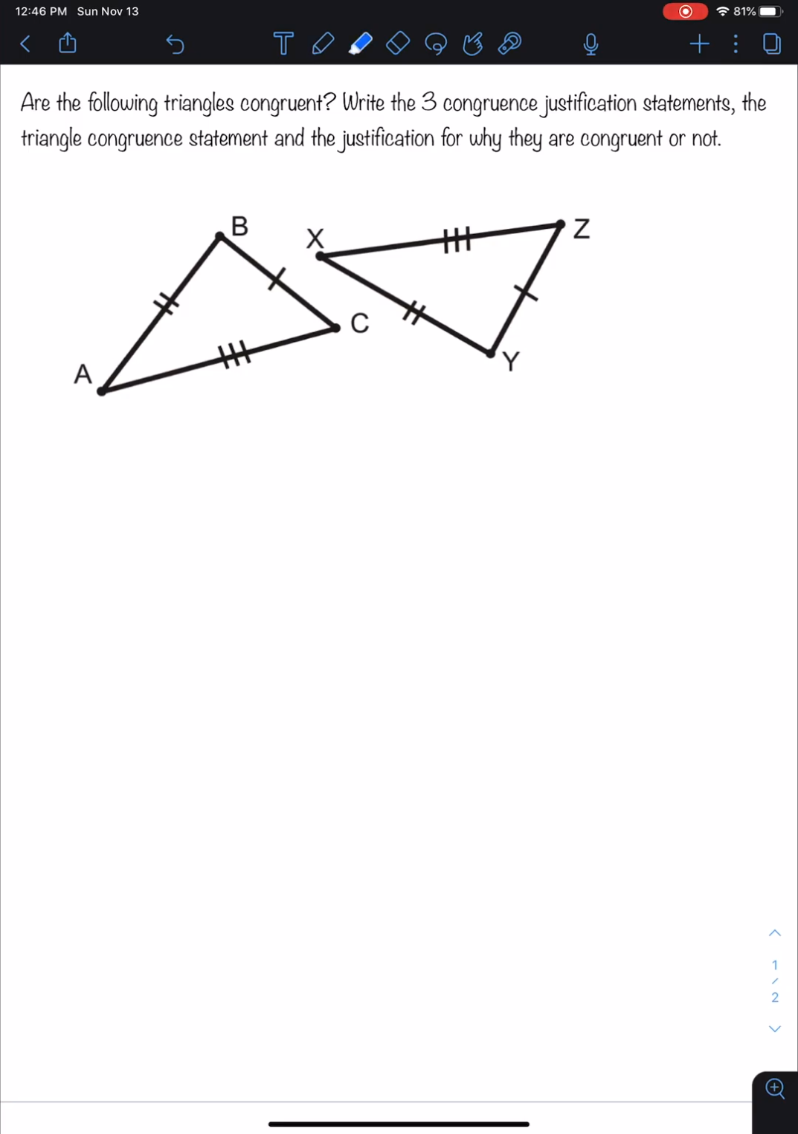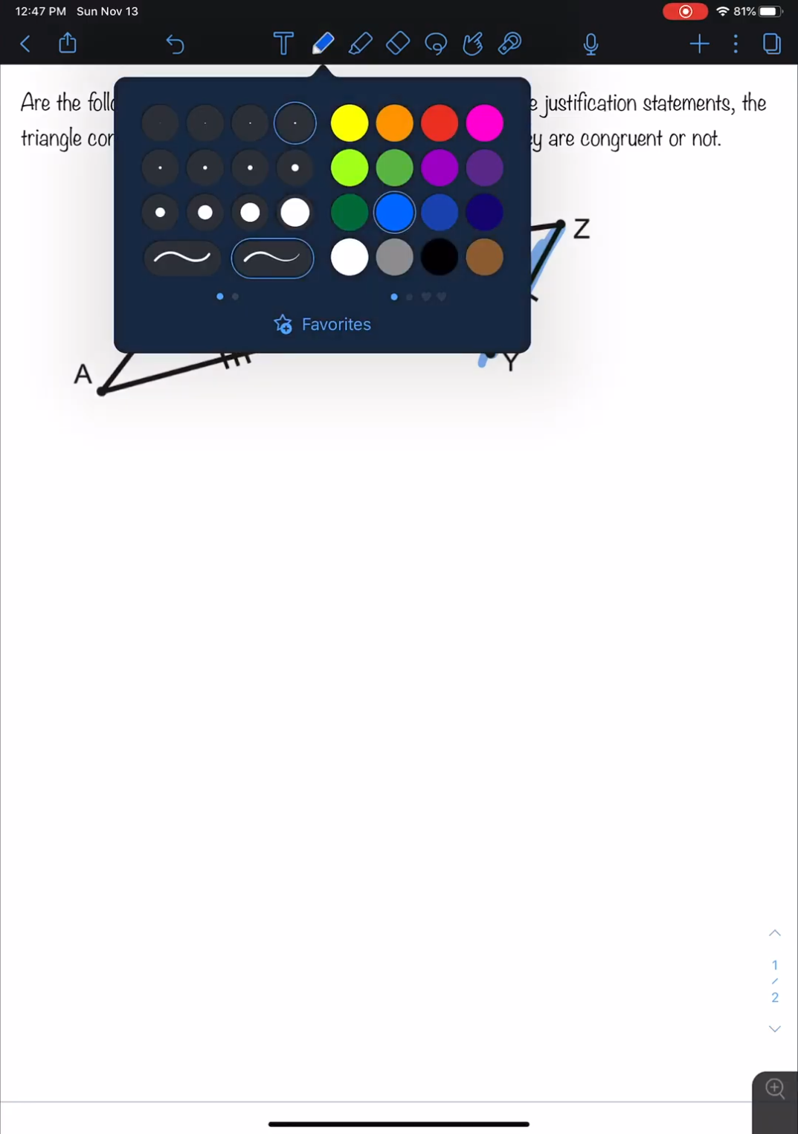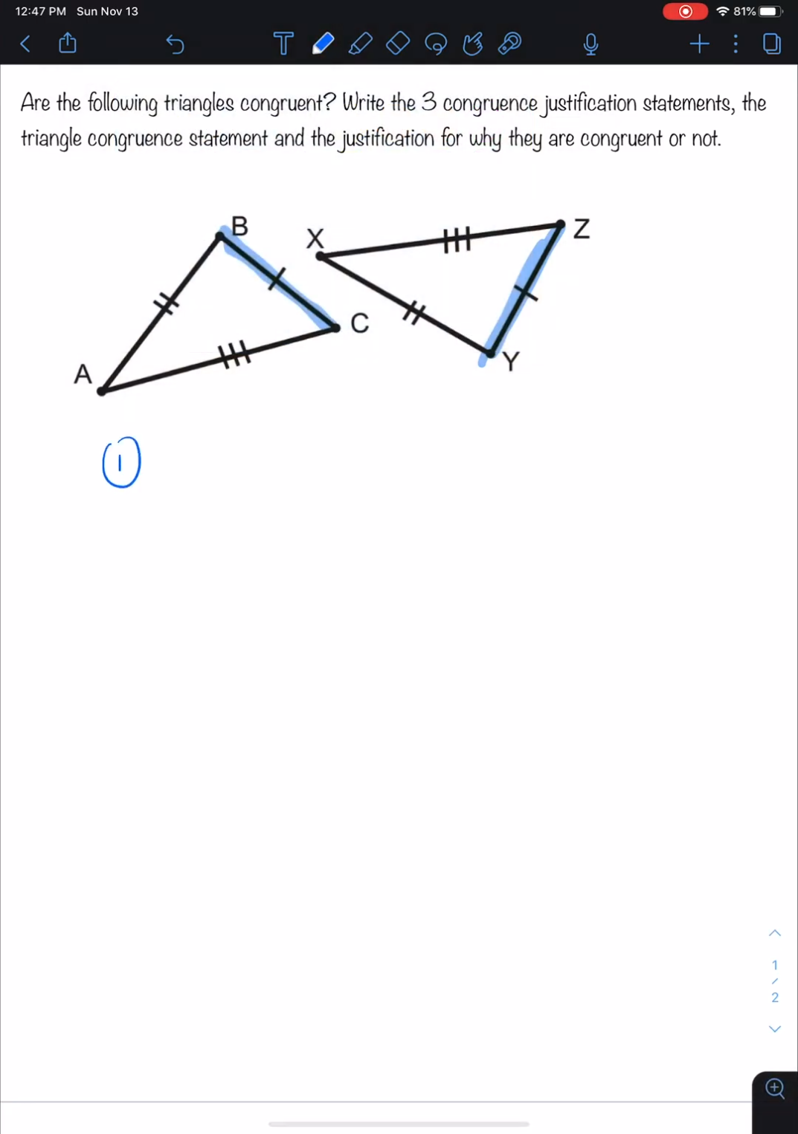So we're going to highlight the corresponding sides that are congruent to one another. So we have that side BC is congruent to side YZ. So we can write that as one of our statements. Line segment BC is congruent to line segment YZ.